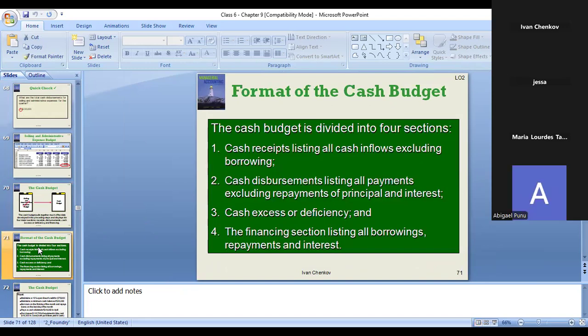So for the cash budget, what do we need to know? First, we're going to have four sections here. The first section will be the cash coming in. The second section will be cash going out. The third section will be the difference between cash coming in and cash going out. And the fourth section will be, if the cash is more than what's going out, what we're going to do with it. Can we invest it? Or if cash going out is more than cash coming in, from where are we going to borrow and how much are we going to borrow.